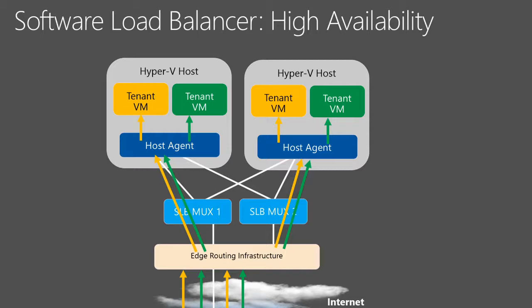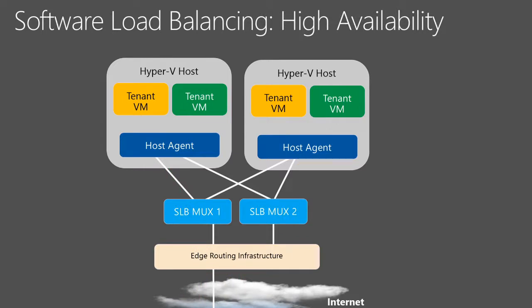But each MUX can handle any request and can send the traffic to any tenant on any of the virtual networks that are behind it. Now, of course, if one of the MUXes goes down, and the response, though, before we get there, the response, again, for all cases, goes through DSR back out to the routing infrastructure, bypassing the MUX.